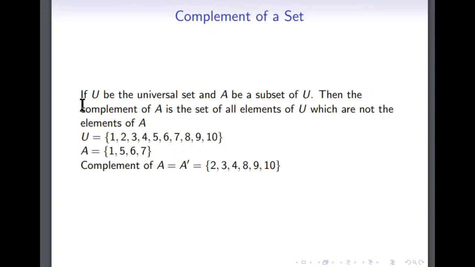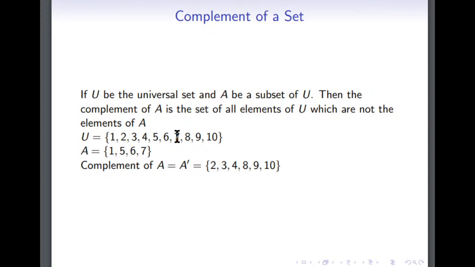What does the definition say? If U is the universal set and A is a subset of U, then the complement of A is the set of all elements of U which are not the elements of A. Take an example. I take a universal set U of 1, 2, 3 until 10. I take a set A which contains 1, 5, 6 and 7. What will be the complement? Just remove 1, 5, 6 and 7 from the universal set.